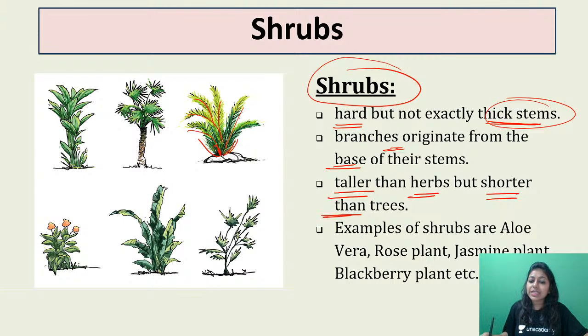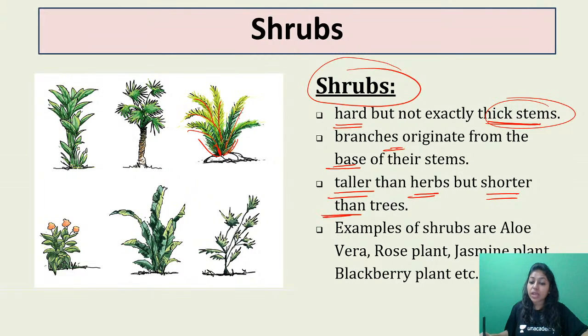Now, what are the examples of shrubs? Like aloe vera, like rose plant. I think they are very common and you must have seen them in your lifetime. You must be having it at your home. How many of you have it at your home? Tell me. Tell me fast.